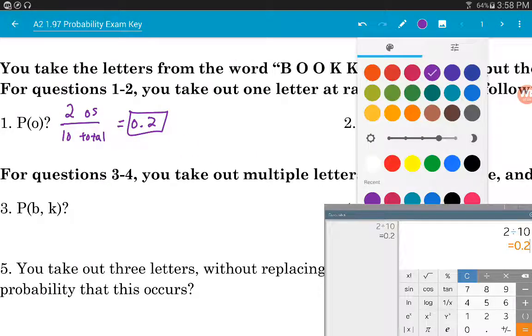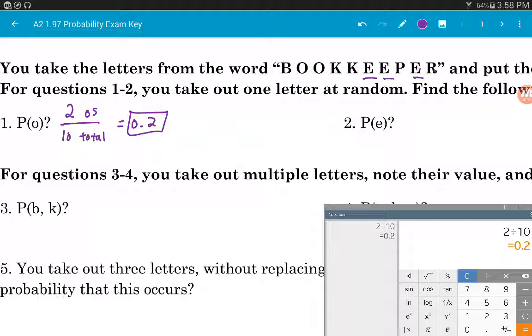Probability of getting an E. There are 1, 2, 3 E's. So there are 3 E's out of 10 total. And 3 divided by 10 is 0.3.